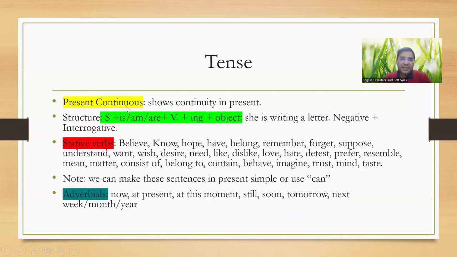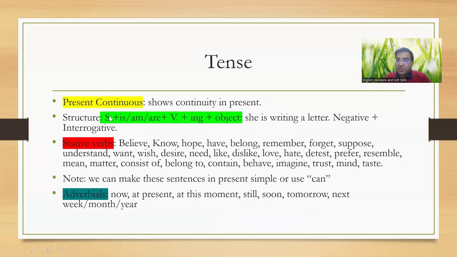Now, the next tense is present continuous. Present continuous shows the continuity of the action. When you want to show continuity in the action in the present time, you have to use the structure: subject plus is/am/are plus verb first form plus ing plus object. Like, she is writing a letter. She is the subject.